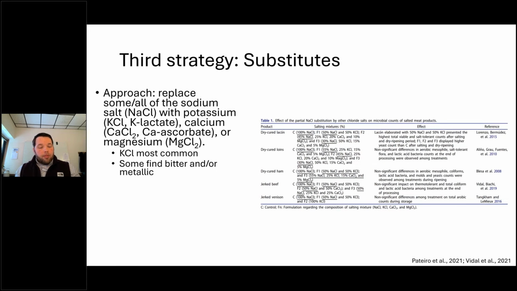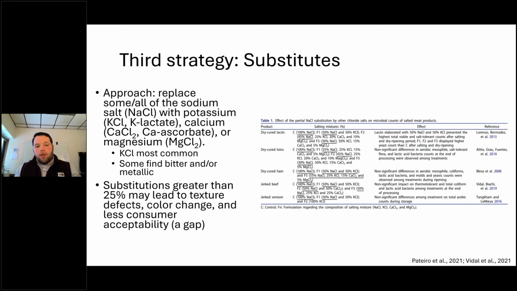Potassium chloride is the most common of the substitutes, but some have found it to be bitter or metallic tasting. And we know that substitutions greater than 25% may lead to texture defects, to color change, to less consumer acceptability, and that's a gap in that technology. But if we look at the right panel of the slide here, we can see some successes in the literature, where you see different mixtures of sodium, potassium, calcium, magnesium chlorides compared back to 100% sodium chloride use. And there aren't differences in terms of the control of bacteria, as well as differences when it comes to the textural and sensorial properties we're looking for.